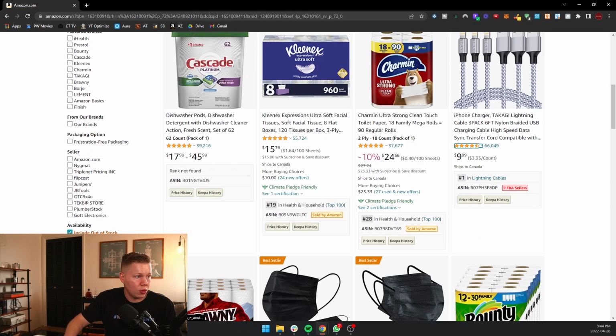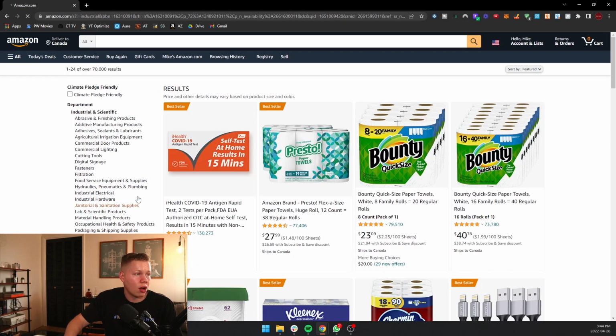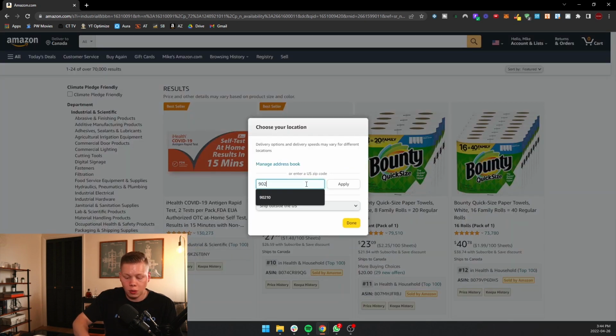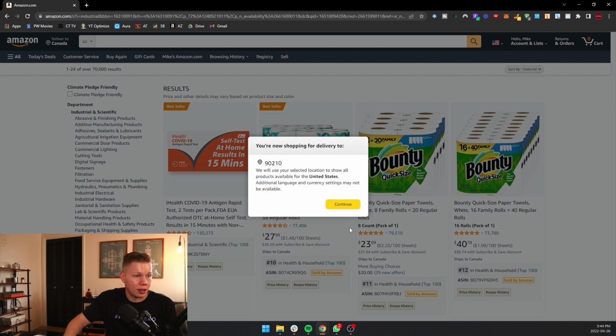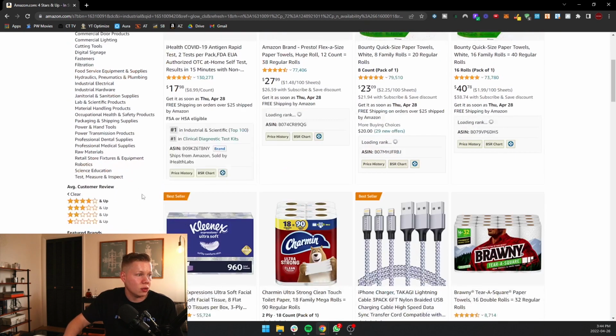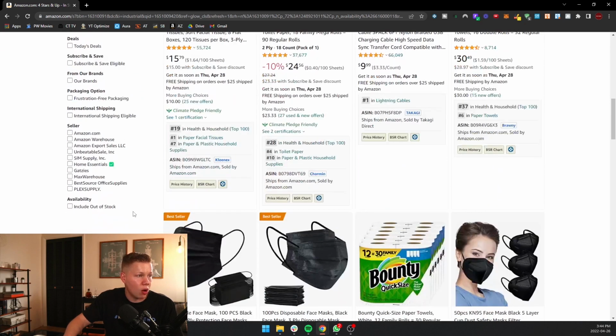Next thing we're going to do is not include out of stock items, because we want those items to ultimately be stuff that's in stock right now, stuff that is already selling right now. I'm just going to quickly change this. I'm located in Canada. We want this to be available for US residents only.